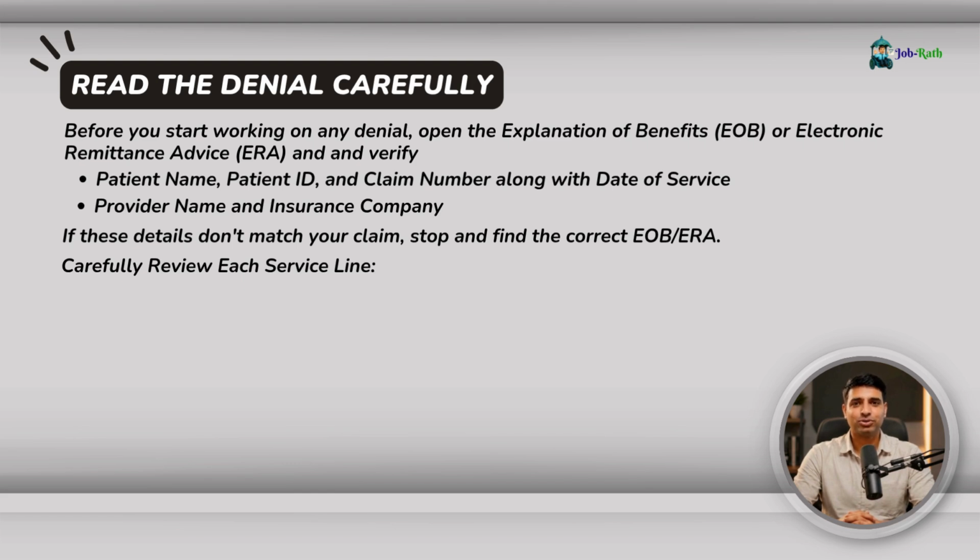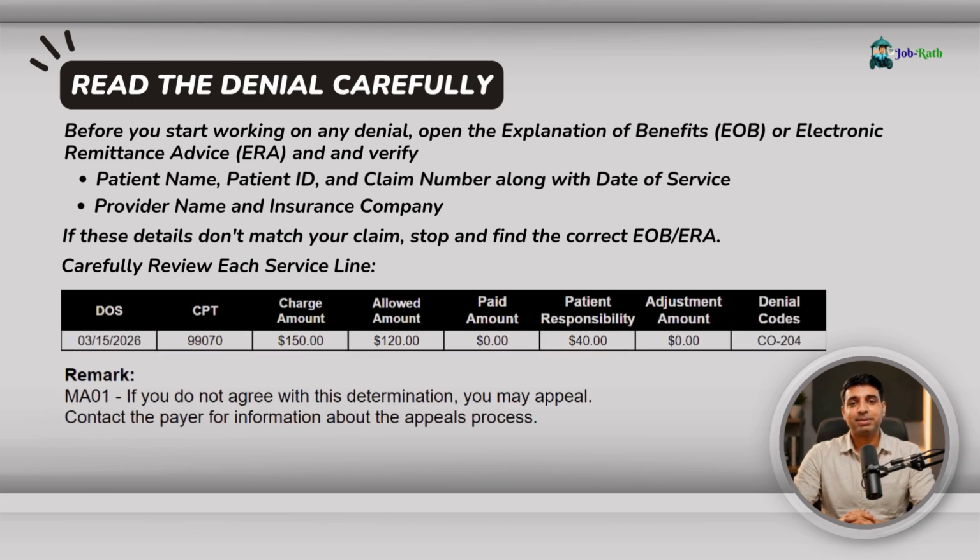Once you've confirmed you're reviewing the correct claim, carefully review each service line. Check the CPT or HCPCS code, date of service, charge amount, allowed amount, paid amount, patient responsibility amount, adjustment amount, denial codes, remark codes. If a CPT or HCPCS code has a paid amount of $0, it usually means that the service was denied. Also, determine whether the insurance company denied the entire claim or only a specific CPT or HCPCS code.